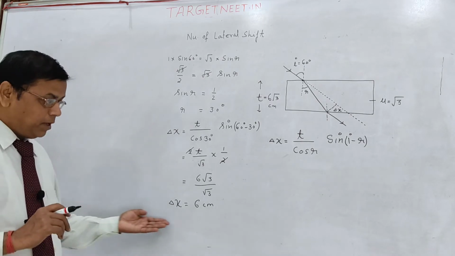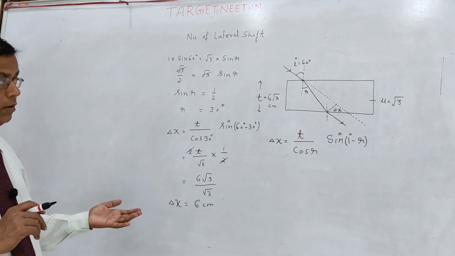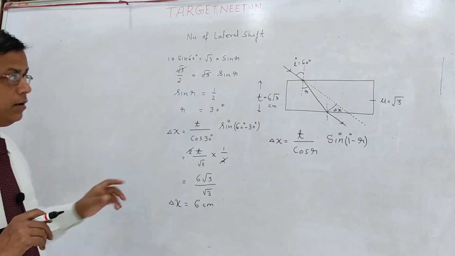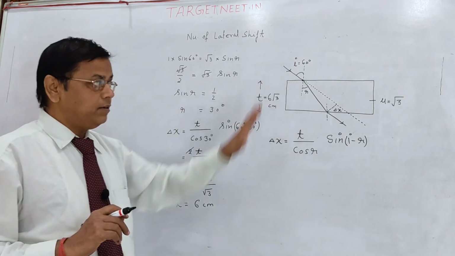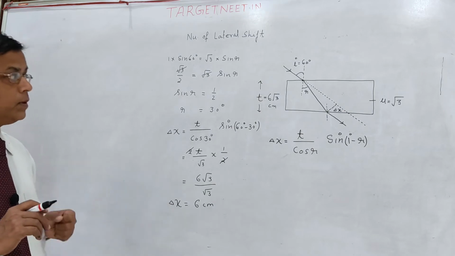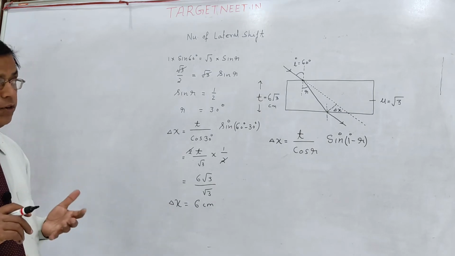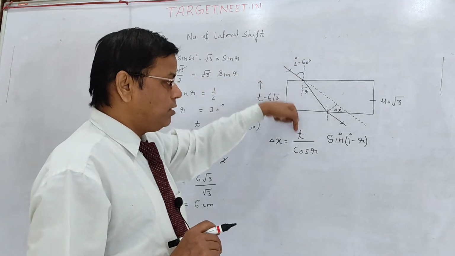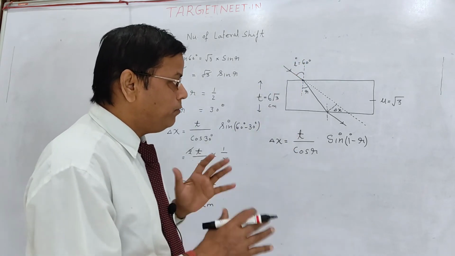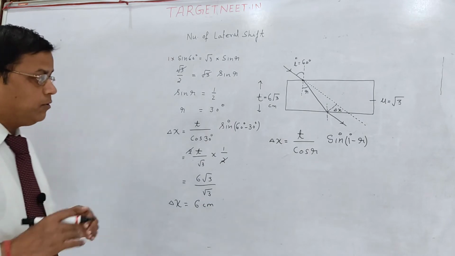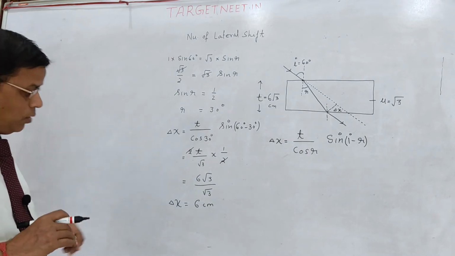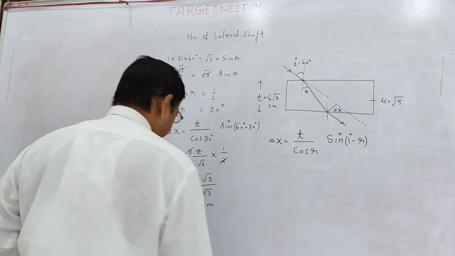Whether it is maximum? The answer is no. Maximum lateral shift is the same as the thickness of the glass slab, and that occurs when the angle of incidence becomes 90 degrees. So it is not maximum. What is the minimum lateral shift? It is 0. When light is incident normally, there is no lateral shift. So the minimum value of lateral shift is 0. The maximum value of lateral shift is the thickness of the glass slab. So that is how you are going to apply the formula.